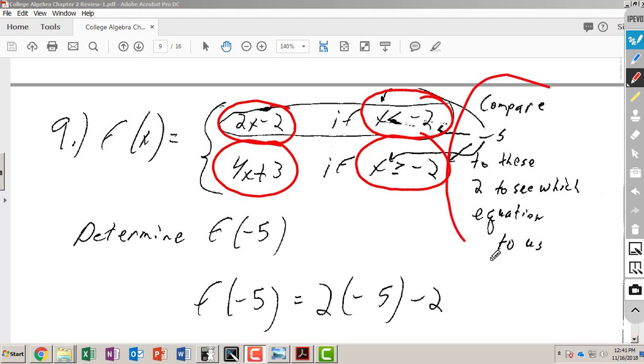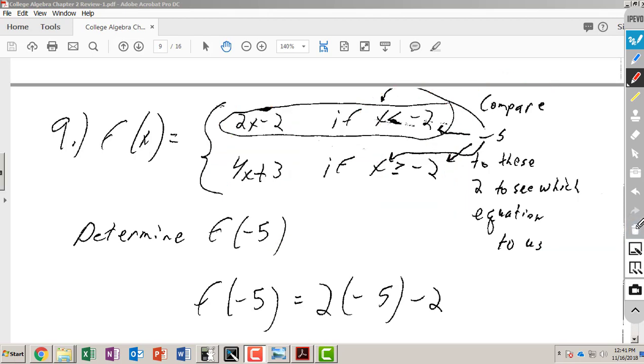So you'll notice I wrote in there, compare negative 5 to these 2 to see which equation to use. So for negative 5, I check to see: is that greater than or equal to negative 2, or less than or equal to negative 2? We know that negative 5 is less than or equal to negative 2. So that means I'm going to use my top equation. You'll notice I've circled it, because that's the equation I'm going to use.